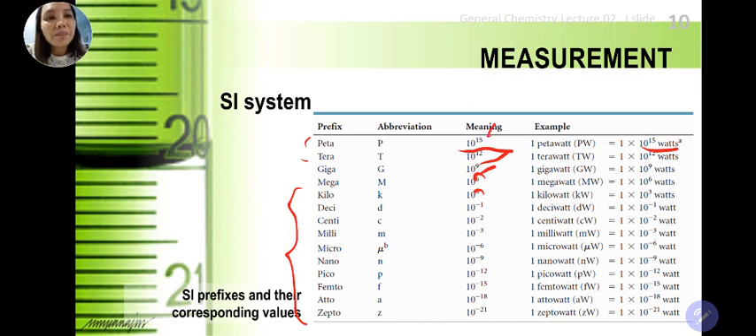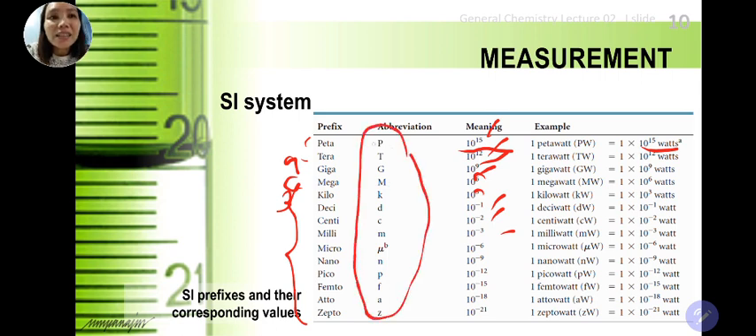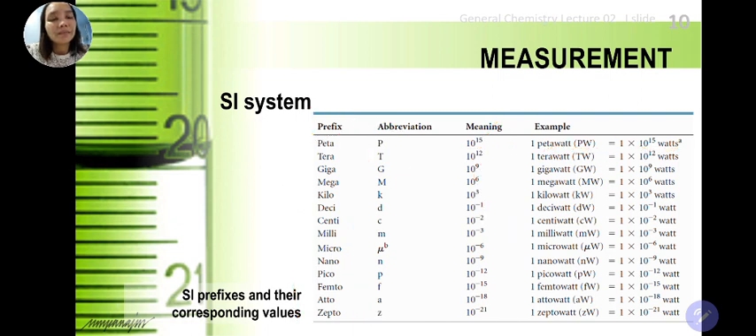So, pag 15, peta, 12 tera, giga is 9, mega is 6, kilo is 3, negative 1 yung deci, centi, negative 2, milli. Ito yung mga abbreviations niya. So, idadagdag lang natin sa abbreviation ng prefixes yung abbreviation ng unit of measurement. For example, we have petawatt, terawatt, and so on and so forth. Okay? So, you can take a screenshot or a picture of this measurement table.